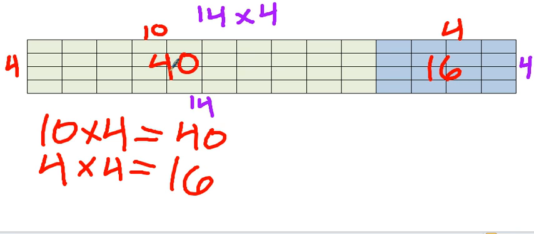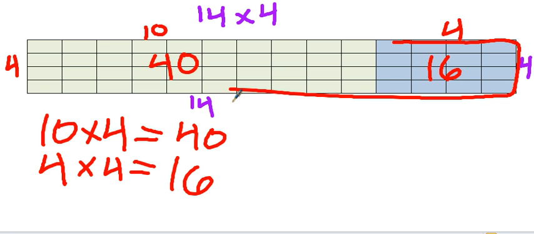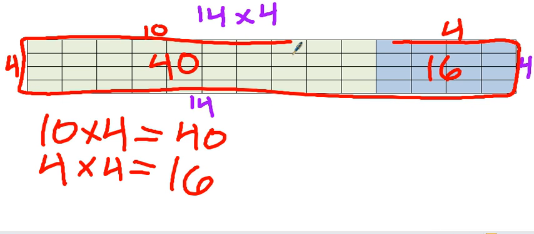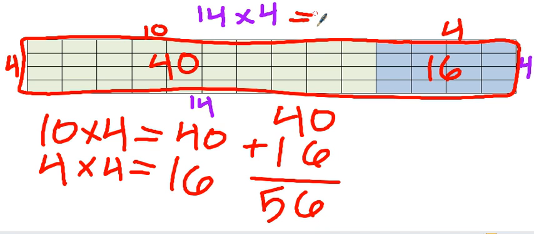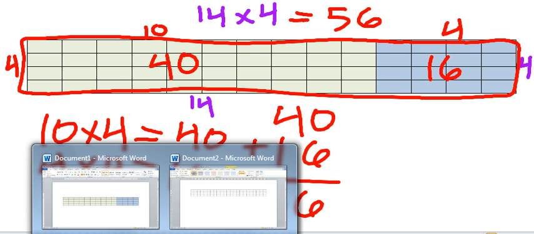We have part of it and part of it. Now we have to add them together to figure out the area of this whole rectangle. So 40 plus 16 equals 56. So my product, 14 times 4, equals 56. I used partial products. I figured out this part and I figured out this part. I'm going to show you another one that's a little more complex.